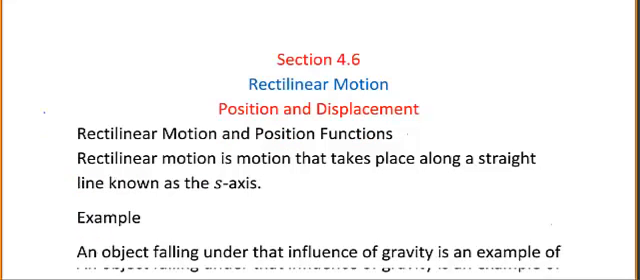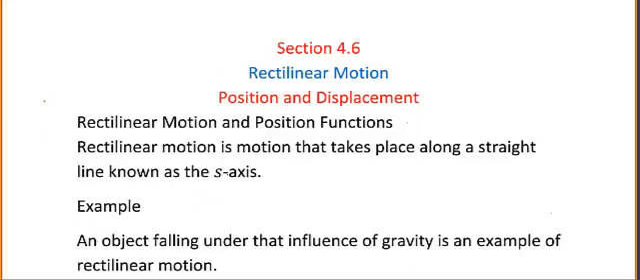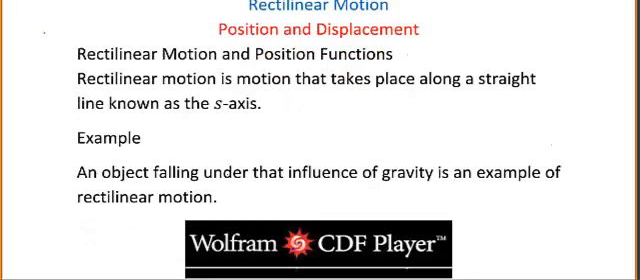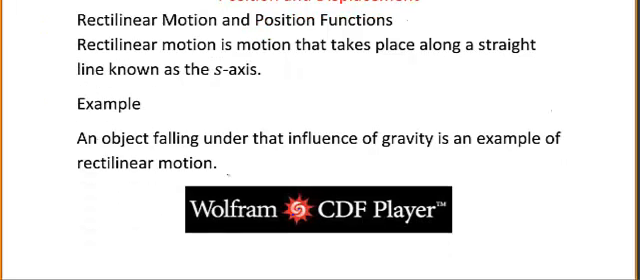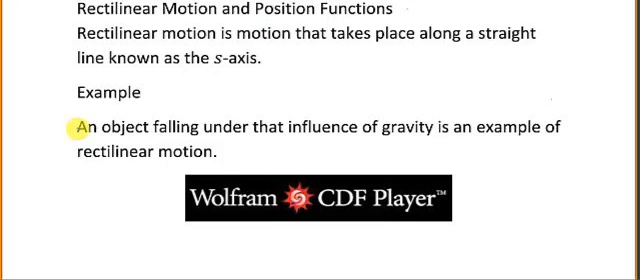The line typically we'll call the s-axis, and the s-axis for most of the time will be either a vertical axis or a horizontal axis, but it could be tilted at a 45-degree angle or anything like that. So let's take a look at an object. Suppose we drop an object and it falls under the influence of gravity. This would be an example of rectilinear motion.